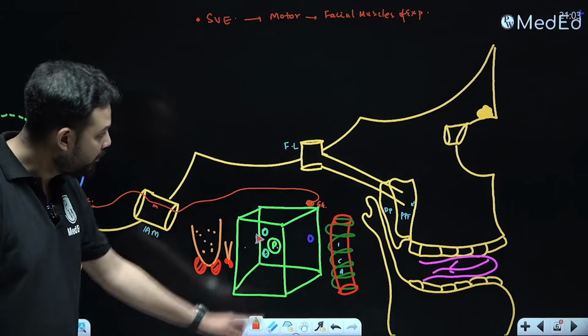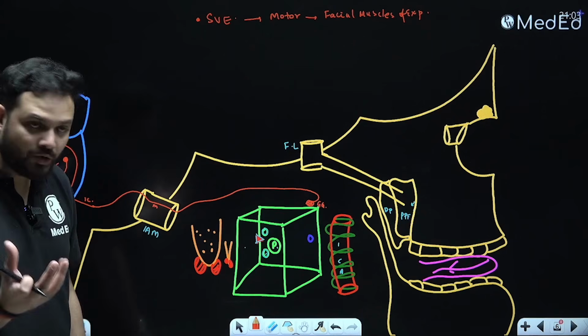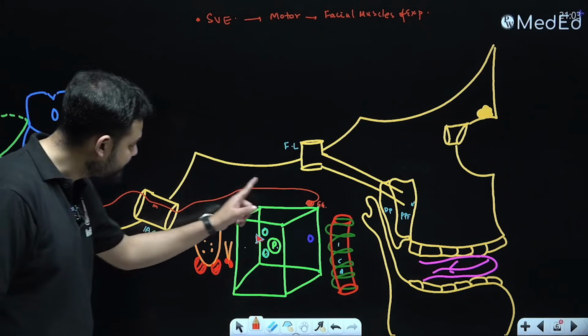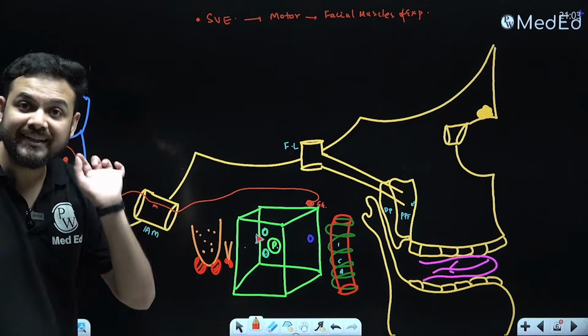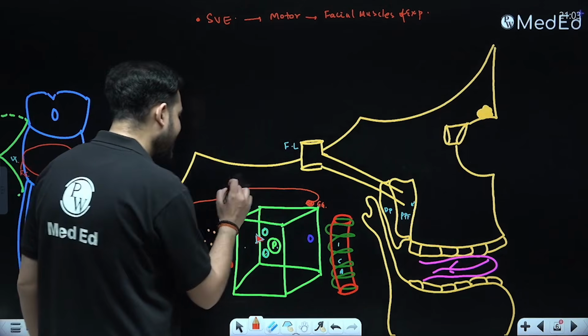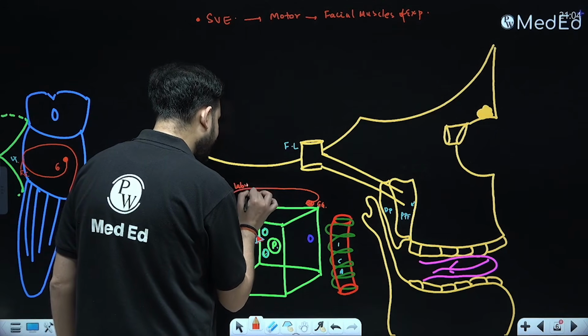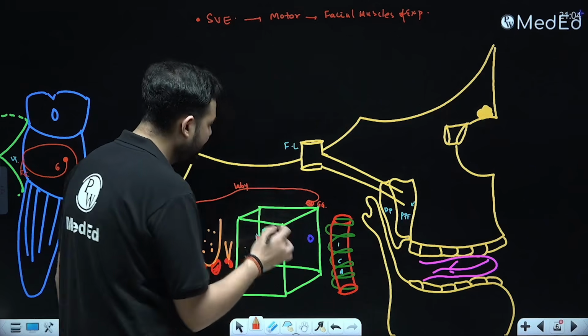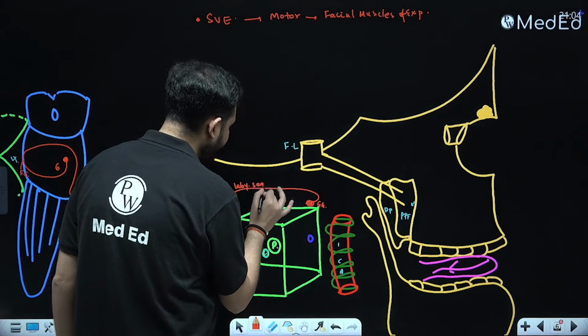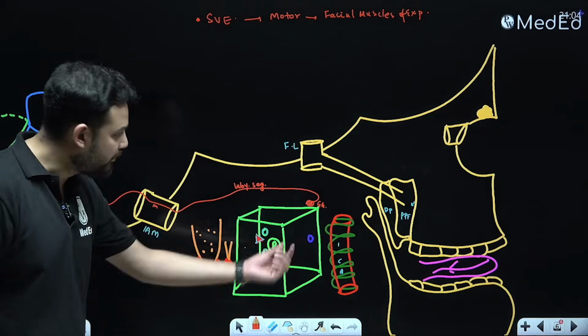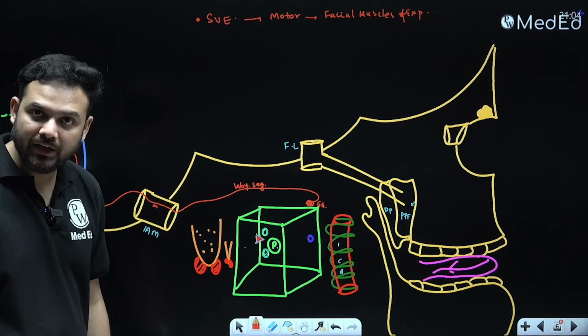Okay, now the facial nerve will go from the internal acoustic meatus till the point of the geniculate ganglion. This segment of the facial nerve is called the labyrinthine segment. This is the second segment under intratemporal. Now it forms a ganglion that is called the geniculate ganglion.